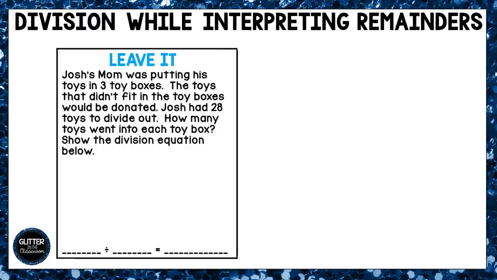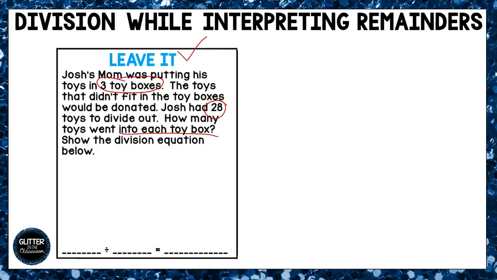Now, let's talk about the remainder, leave it. Here's a story problem where you have to leave the remainder alone. Josh's mom was putting his toys in three toy boxes. The toys that didn't fit in the toy boxes would be donated. Josh had 28 toys to divide out. How many toys went into each toy box? Show the division equation below.